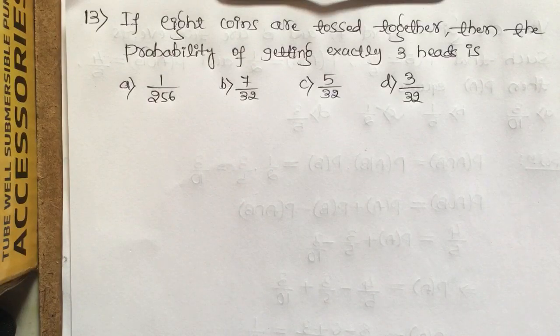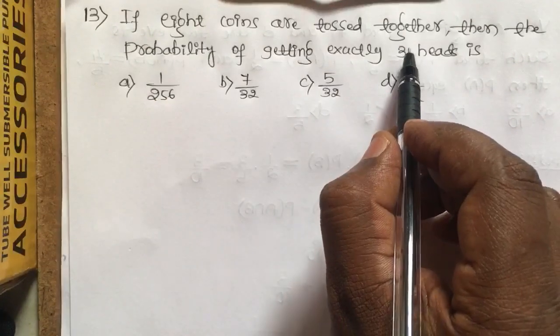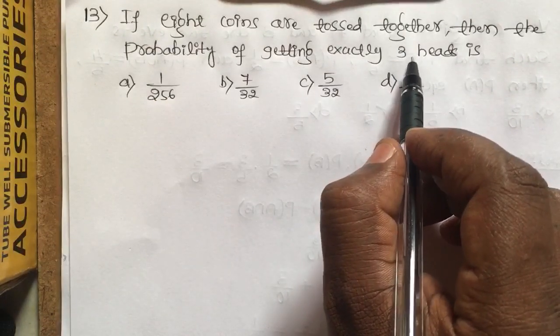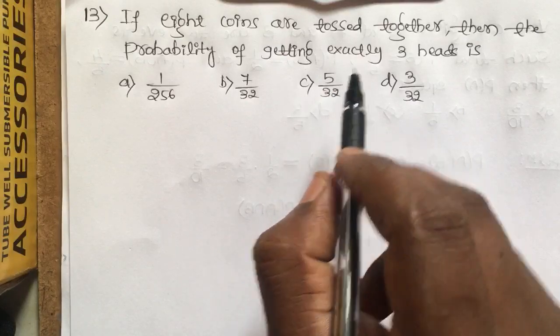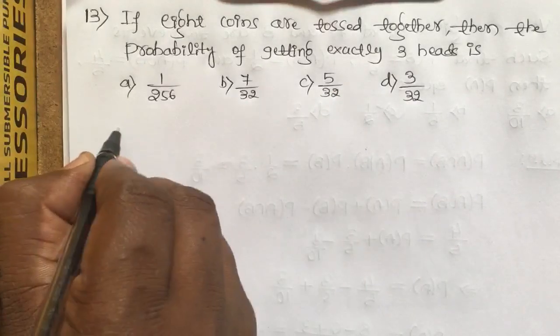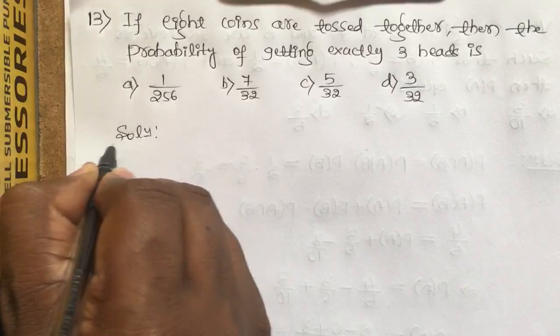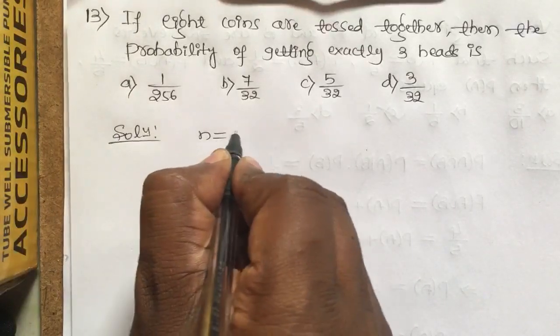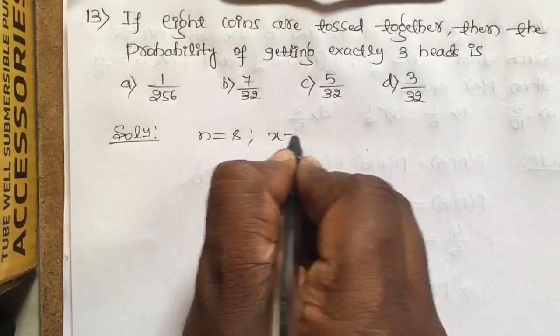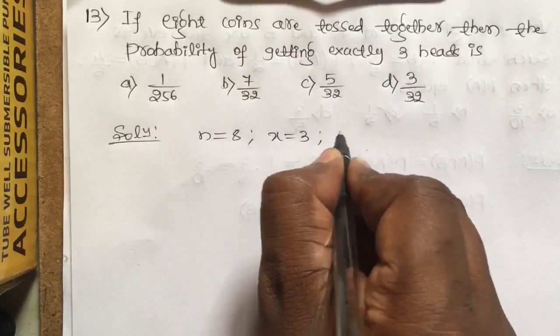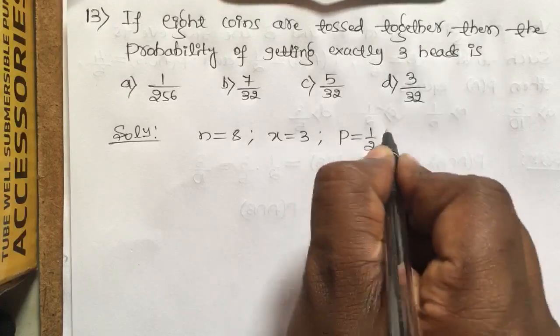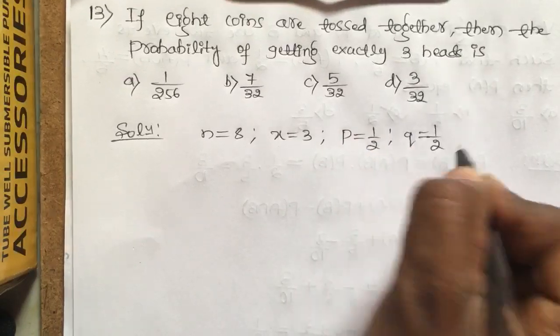So the 13th question is, if 8 coins are tossed together, then the probability of getting exactly 3 heads is. So this is a binomial distribution with n equal to 8, and what is this 3 heads? It is the small x value. And what about p and q here? It is 1 by 2 and 1 by 2. So n is equal to 8, small x value is 3, p is equal to 1 by 2, q is also 1 by 2.